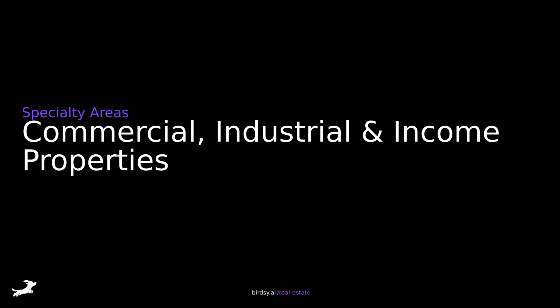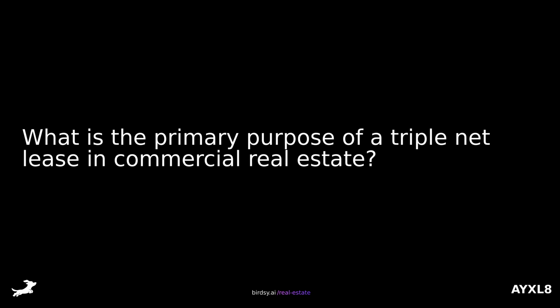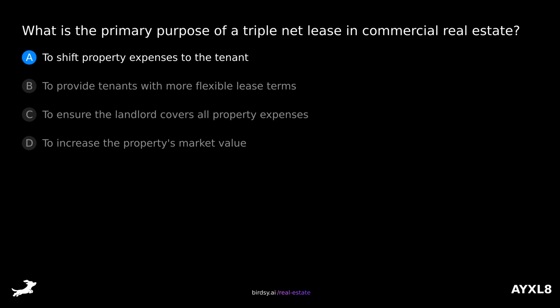Commercial, industrial, and income properties. What is the primary purpose of a triple net lease in commercial real estate? Is it A, to shift property expenses to the tenant? B, to provide tenants with more flexible lease terms? C, to ensure the landlord covers all property expenses? Or D, to increase the property's market value? The answer is A, to shift property expenses to the tenant.